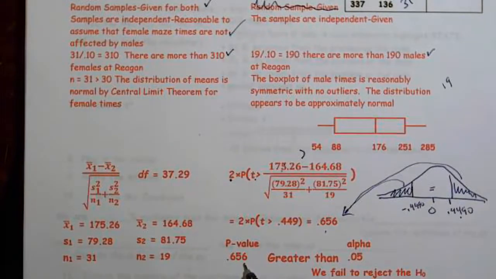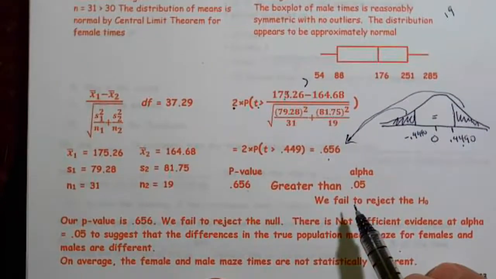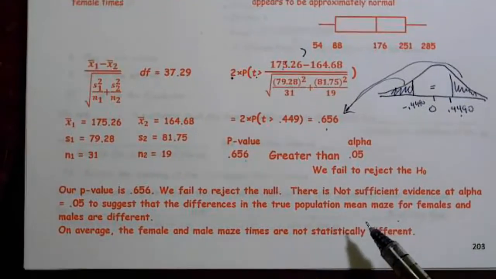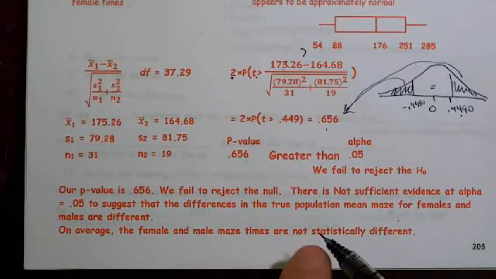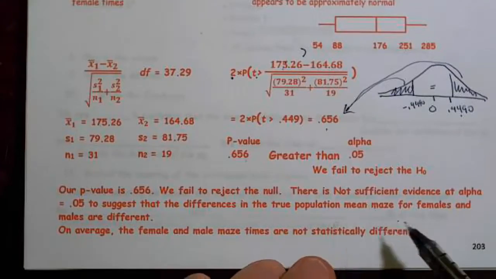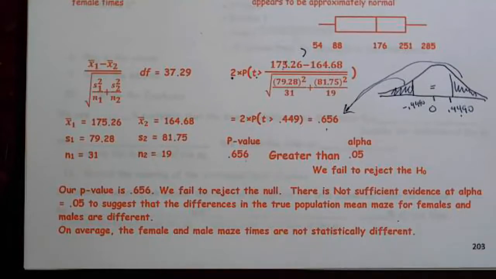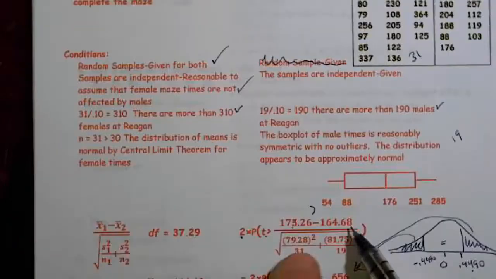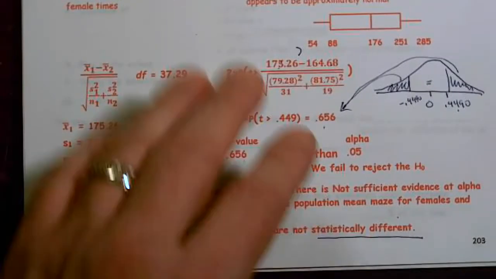Well, our p-value is 0.656, which is greater than 0.05 by a lot. So we're going to fail to reject the null. So in this case, there's not sufficient evidence at alpha equals 0.05 to suggest that the true population mean maze times for females and males are different. On average, female and male maze times are not statistically different, right? Technically, they're different because this is less than this. So there's evidence to say that there's a difference, but it's not statistically significant. All right, next part, the confidence interval.